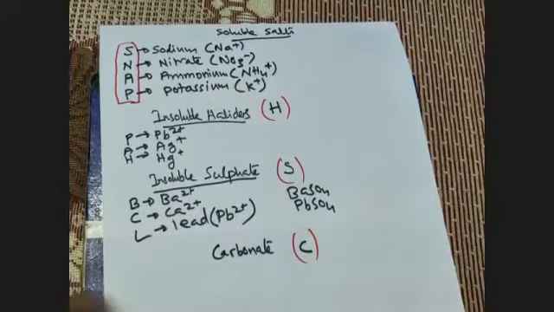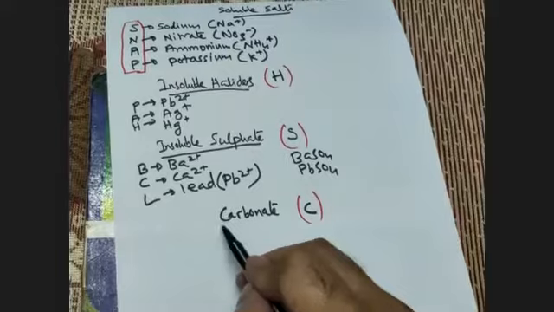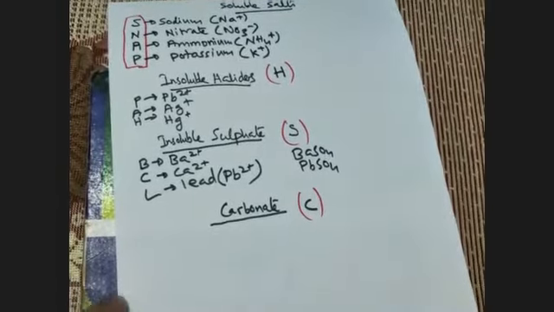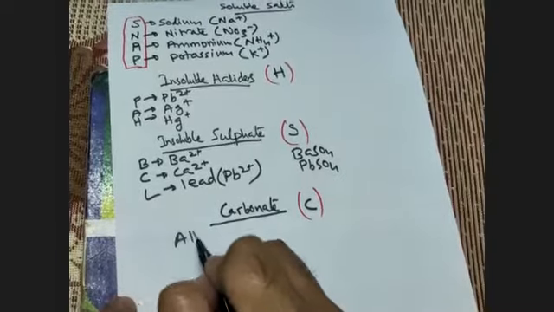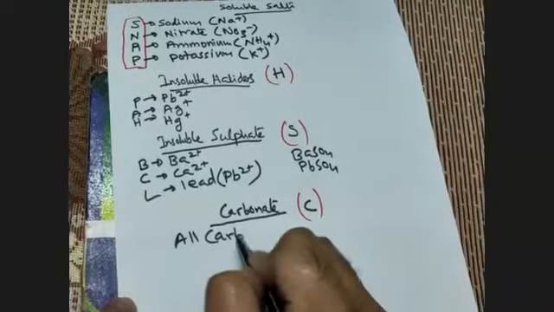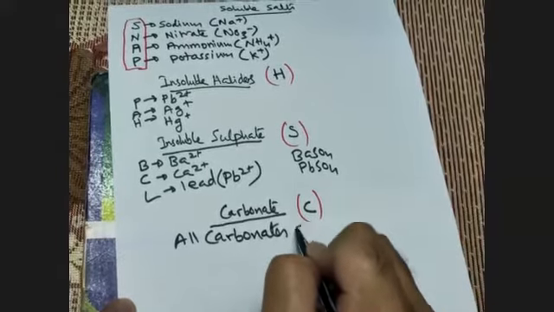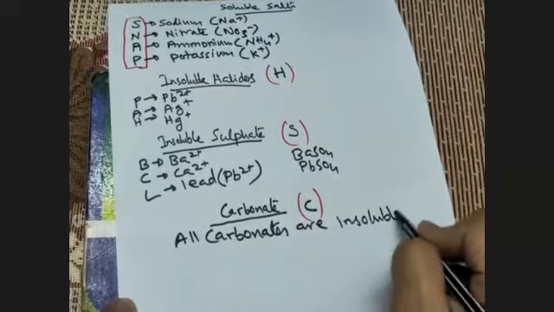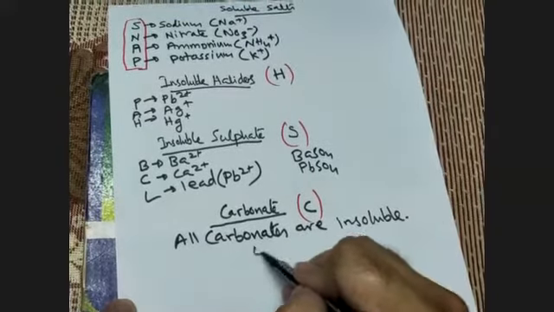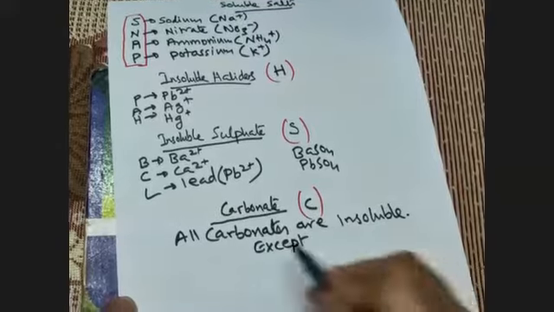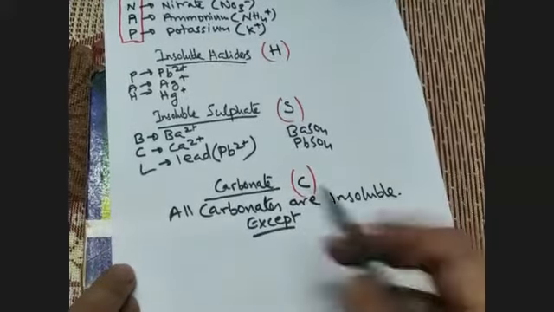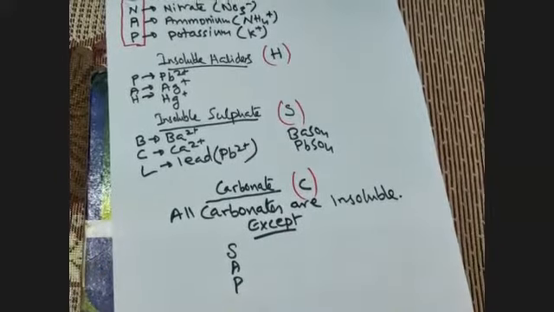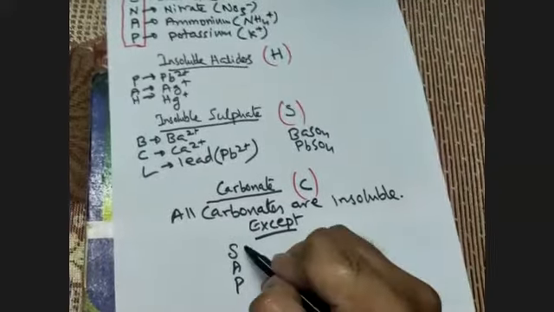Okay, now let's go for the last salt, and that is for the carbonate. Okay, আমরা জানি যে all carbonates, remember this, all carbonates are insoluble. Are what? Insoluble, except you just have to remember the exception ones. মানে কোনগুলা insoluble না, you can remember that with the help of SAP. With the help of what? SAP.